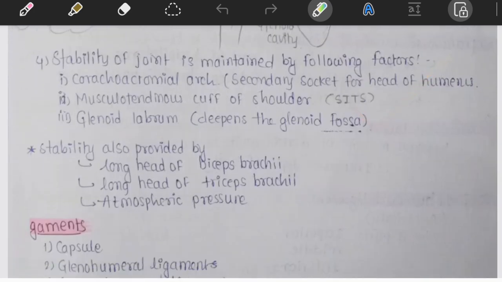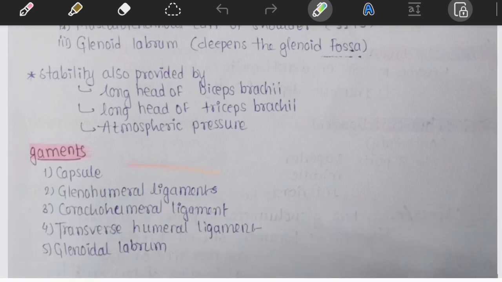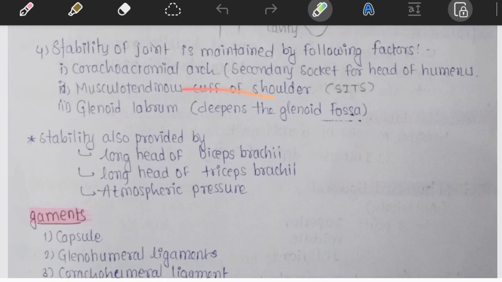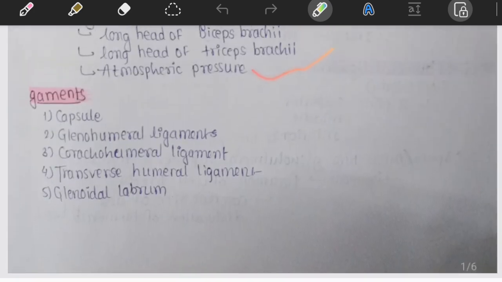Glenoid labrum. The labrum is a fibrocartilaginous rim. It deepens the glenoid cavity. More depth means more stability. Then the additional stabilizers are the long head of the biceps brachii, the long head of the triceps brachii, and negative atmospheric pressure. Then we will see the ligaments one by one.